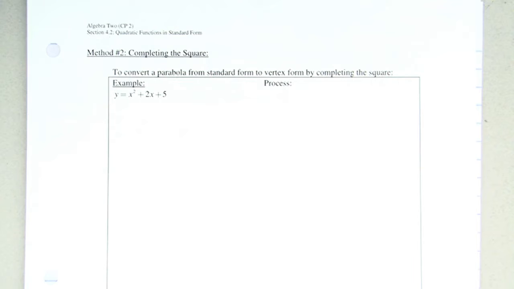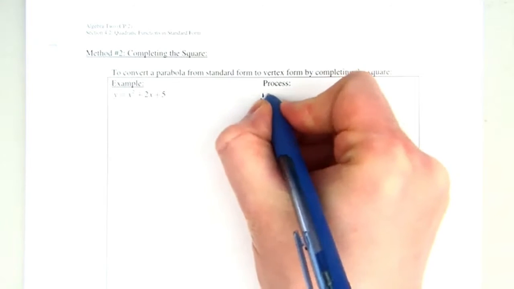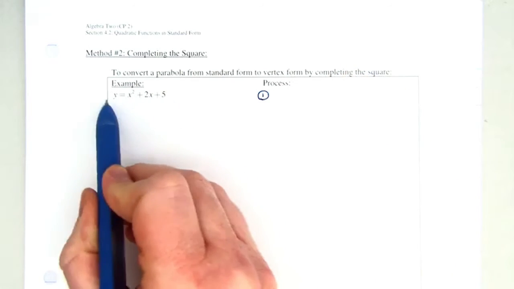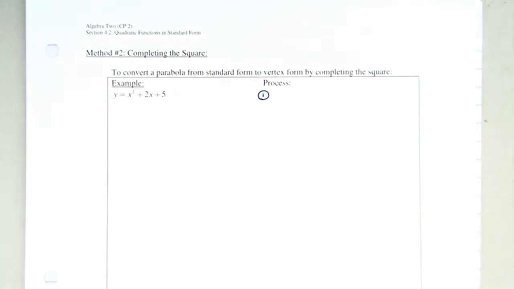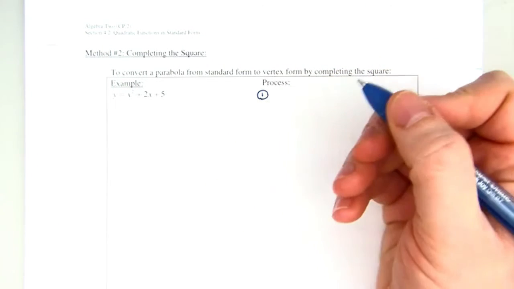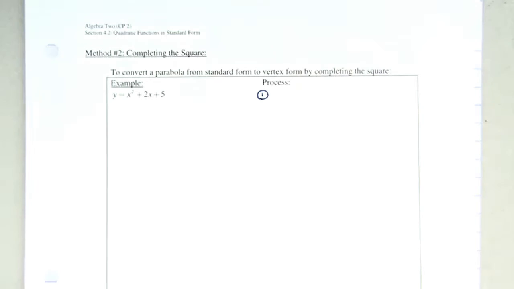Our work is going to look similar, but a little different from the completing the square that we did when we were solving equations. And this first example is the same example we just did on the previous page for working backwards, so we know what the answer should be. Let's make sure that we get the same answer using this new completing the square method. Step number one, and by the way, one more thing. Remember, when we're completing the square, I need to see every bit of the algebra that goes into these problems.